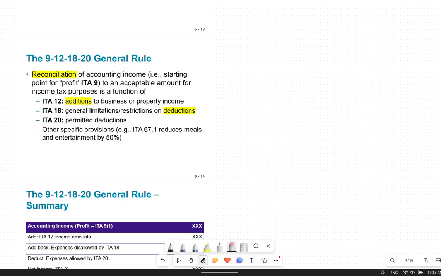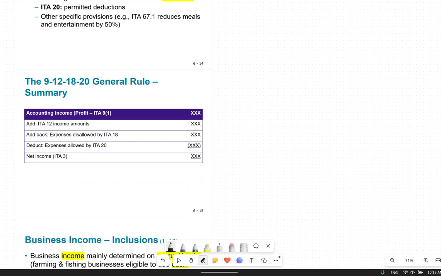When we think of what is permitted and what is not permitted, a perfect example is meals and entertainment, where only 50% is allowed. So this is an example, and it's a summary of it.